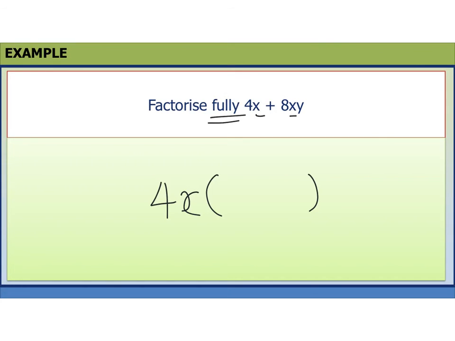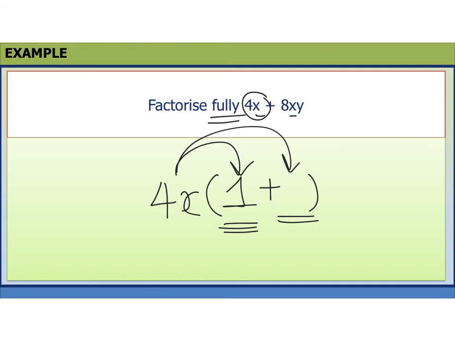Now, I'm going to do it the other way this time. What needs to be here so that when I do 4x times this, I get 4x? And that's just 1, because 4x times 1 is 4x. And then what needs to be here so that when I do 4x times this, it gives me 8xy. Well, it needs to be 2, because 4 times 2 is 8, and y.